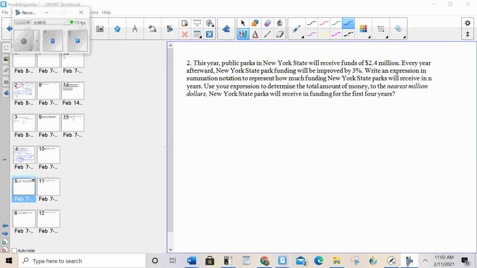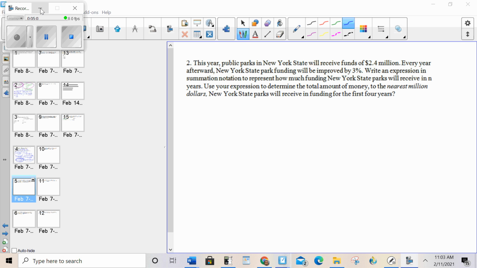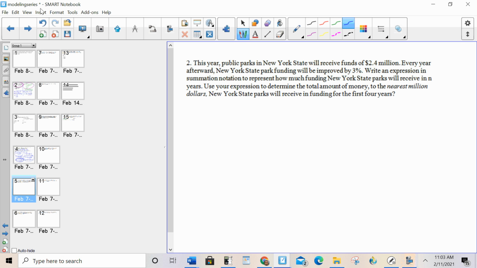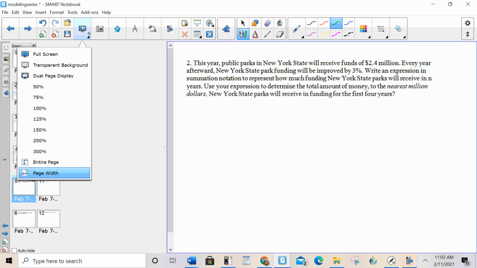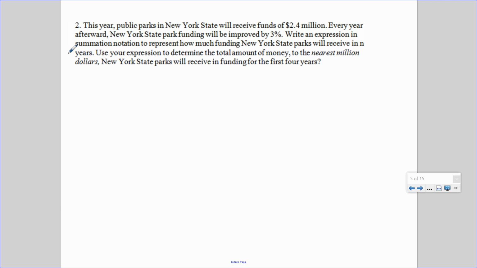Let me just pause it for a second. All right, so number 2, this year, public parks in New York State will receive funds of $2.4 million. Every year afterwards, it will be improved by 3%. Write an expression in summation notation.